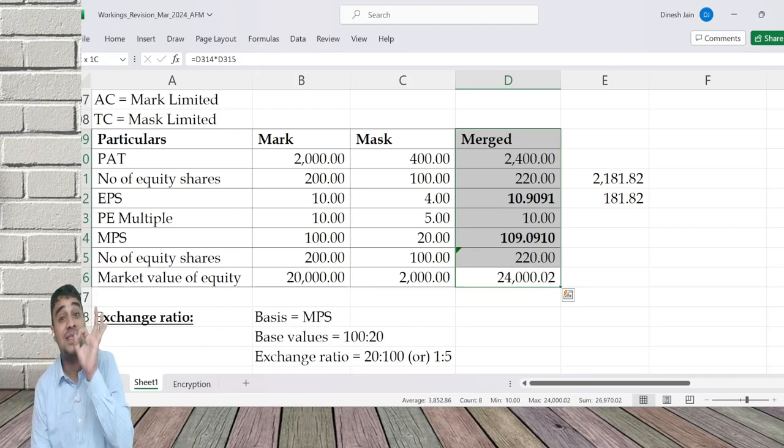At maximum consideration, AC's share of gain is 0. If you pay the maximum amount, AC will not gain anything. If you pay the minimum amount, TC will not gain anything. If you fix it in between, both will be very happy.